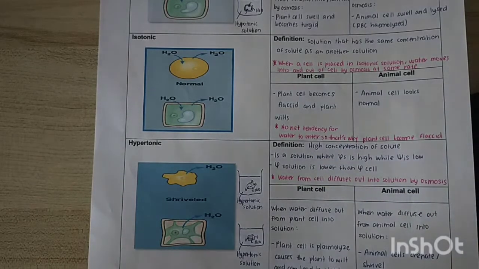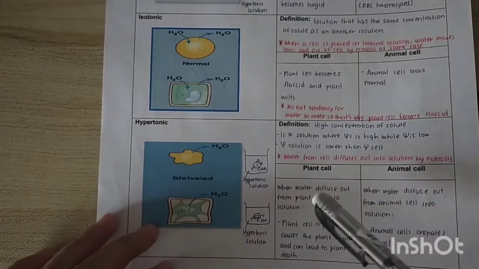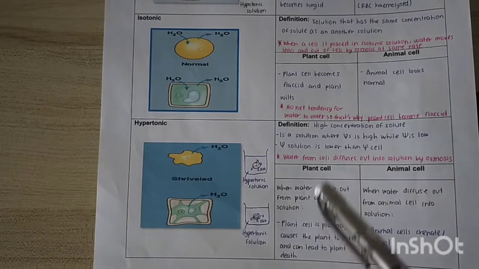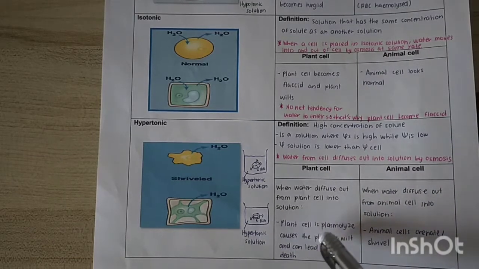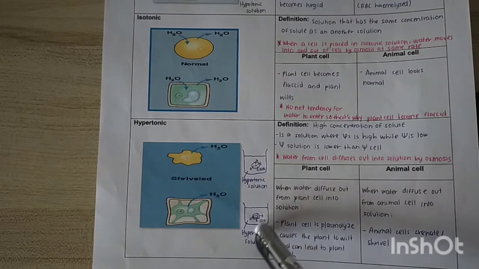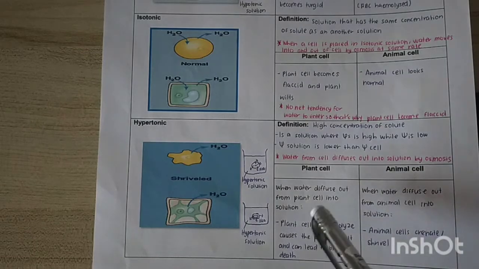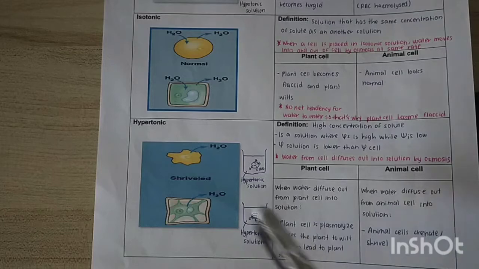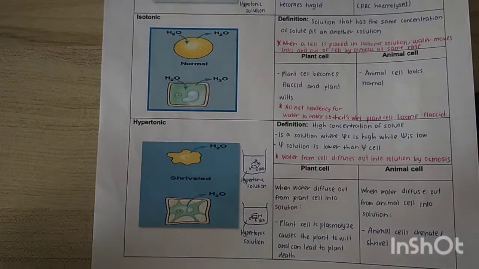So that's why, kalau awak compare in between plant cell and animal cell, bila kita letakkan plant cell and animal cell in hypertonic solution, so what happened? Plant cell is plasmolyzed because of what? Water from the plant cell will diffuse out into the solution by osmosis. So it will cause the plants to wilt and can lead to plant death. Sebab air keluar. So term dia kita katakan sebagai plasmolyzed. That one is for plant cell.